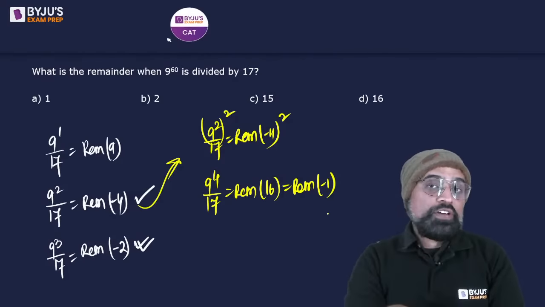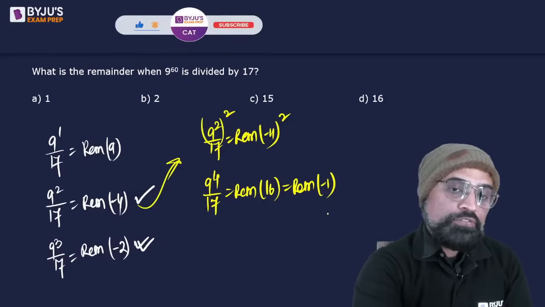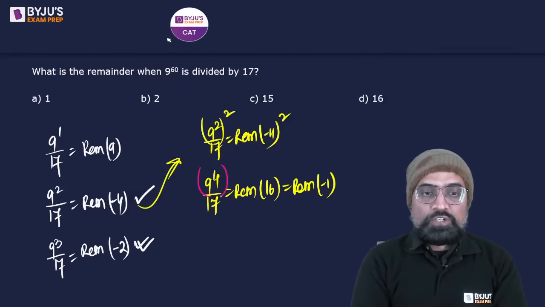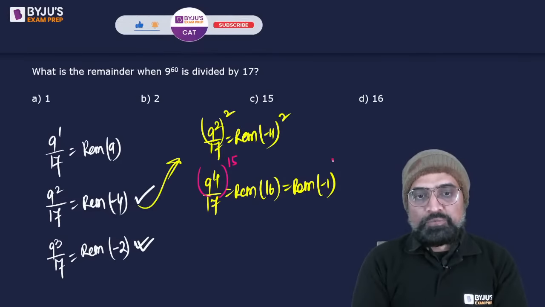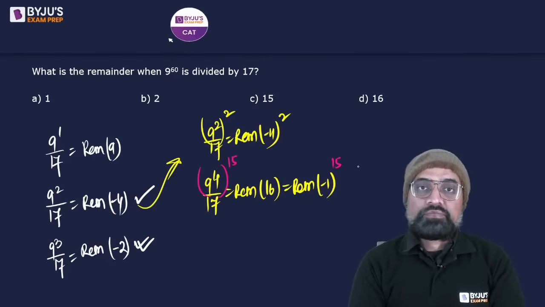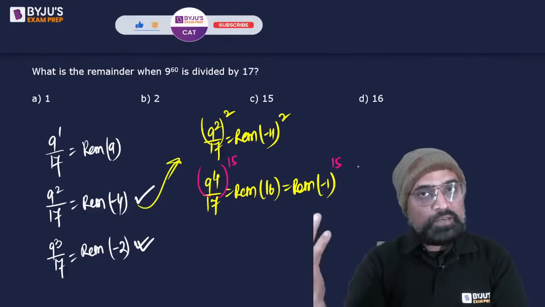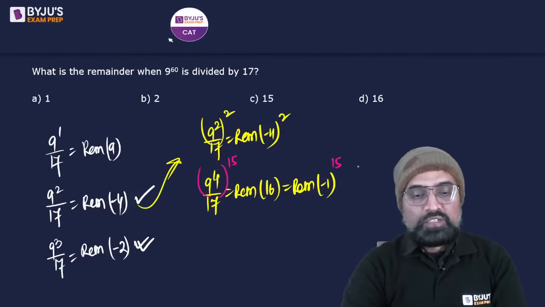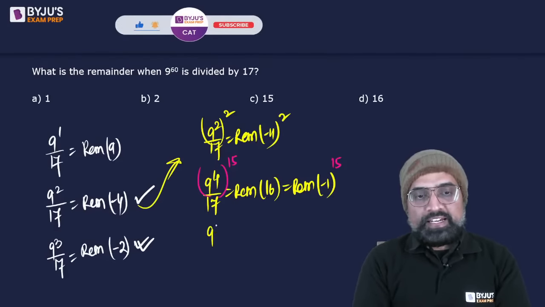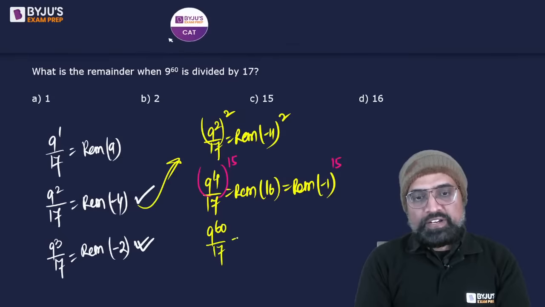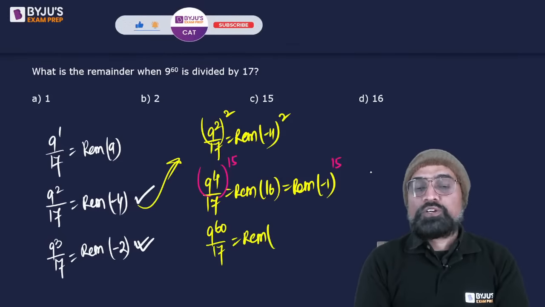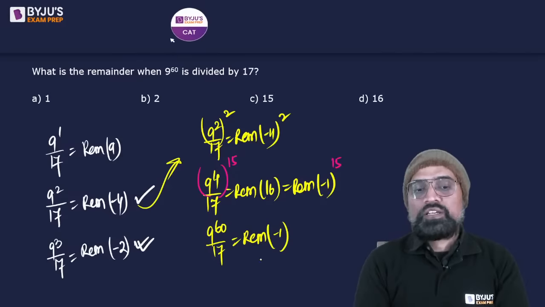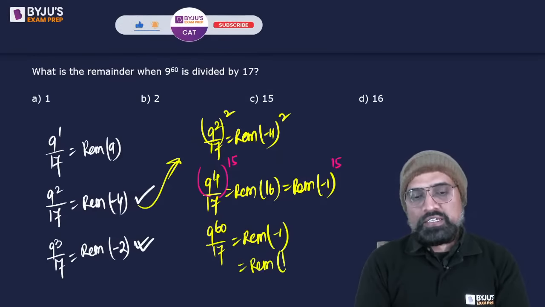But I'm not given 9 to the power 4, I'm actually given 9 to the power 60. So what I will do is I'll give a power of 15 here, and I'm going to give a power of 15 here. Whatever power you're supposed to give on the dividend, same power should be applied to the remainder. So this is going to give us 9 to the power 60 when divided by 17 will give you a remainder -1 to the power 15, which is -1, which results in 16 as the answer.